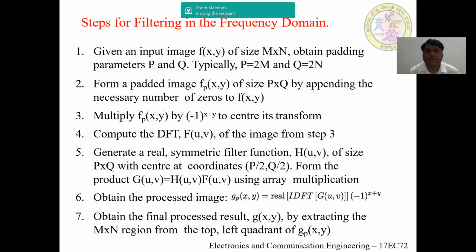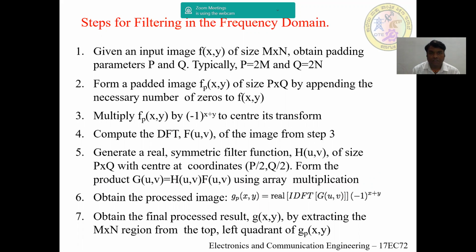Steps for filtering in the frequency domain. Given an input image f of x comma y of size M cross N, obtain padding parameters P and Q. Typically, P is equal to 2M and Q is equal to 2N.